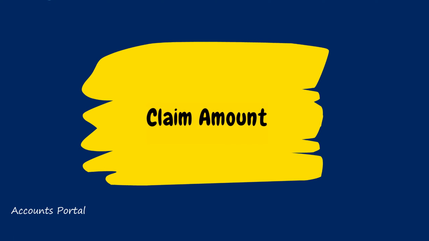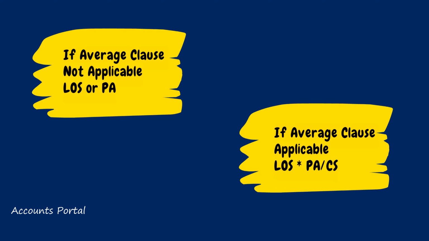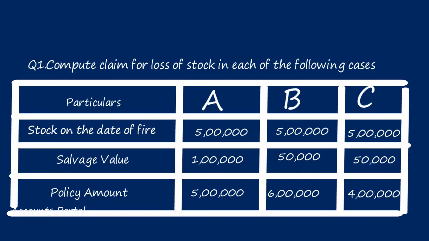After that, we must determine whether the policy is underinsured or overinsured. If the average clause applies or the problem is silent, the claim amount will be calculated in proportion to the total risk, that is, loss of stock into policy amount divided by clothing stock on the date of fire. If the average clause is not applicable, the claim amount will be loss of stock or the policy amount, whichever is lower. We will solve one conceptual problem in three different cases, and I will give notes on four simple steps to solve the problem.